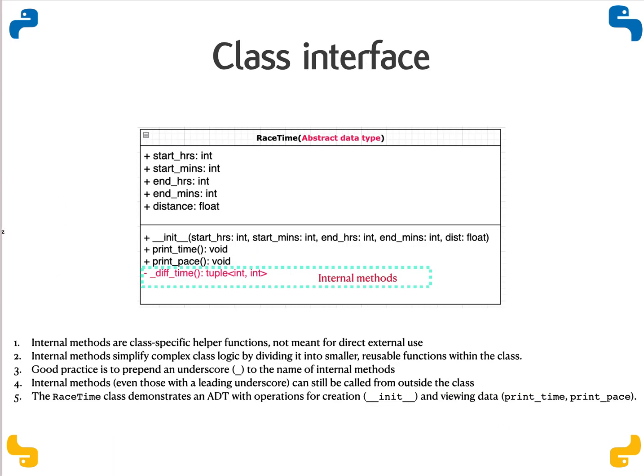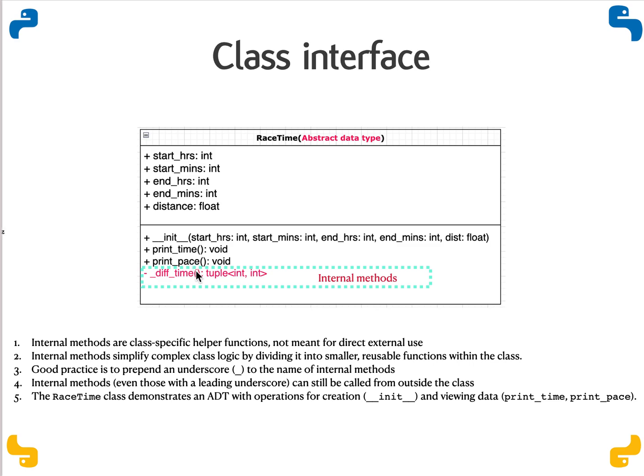This slide focuses on the class interface. We can think of the interface as a set of tools. Looking at our real-time example, we see the public attributes that hold the data: start hours, start minute, end hours and minute, and distance. We have the public methods like init method, print name, print time, print price.